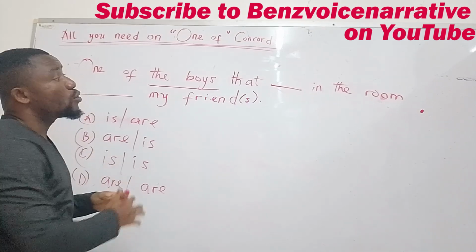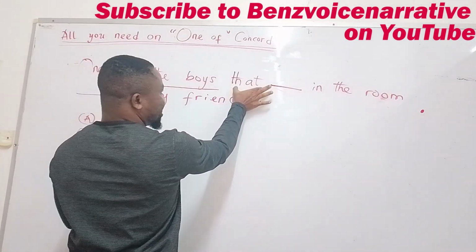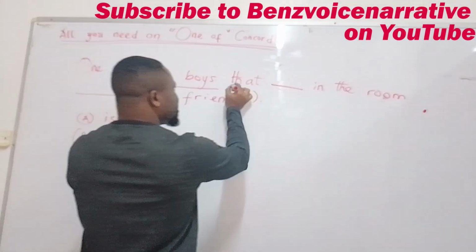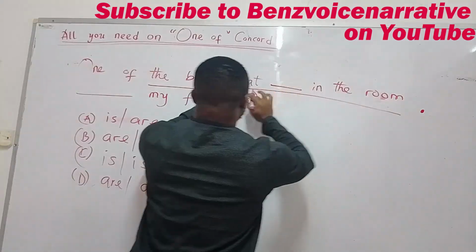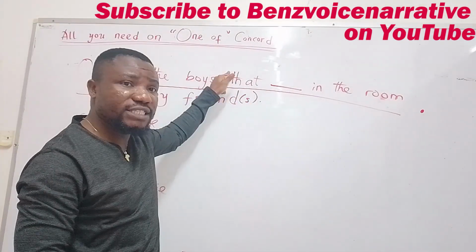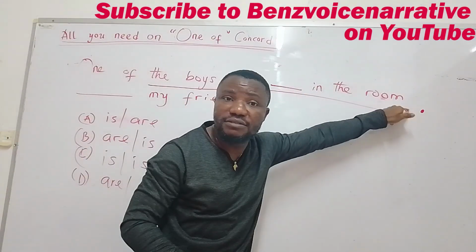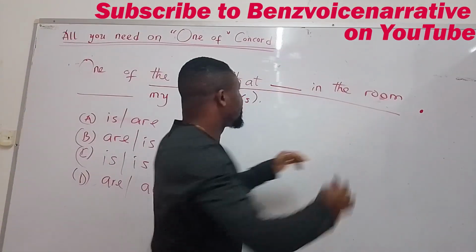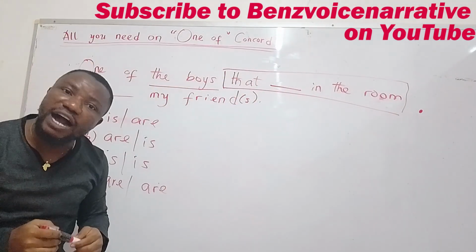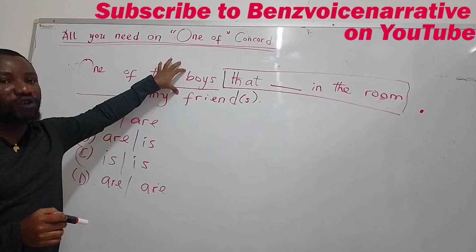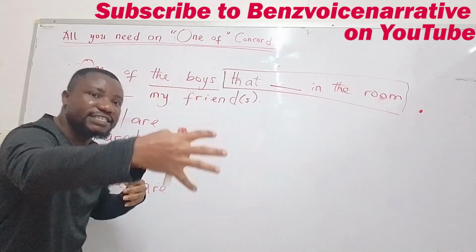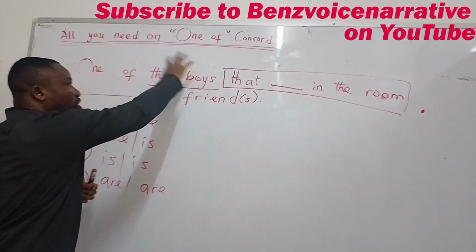Which boys? Oh, the boys that dash in the room. The boys that dash in the room. Look at from that dash in the room. All of this, all from this point, this relative pronoun to this point, from that to the room. Everything you have here is a qualifier to this noun phrase, the boys. This is like an adjective on a larger scale that explains, that describes the boys we're talking about.